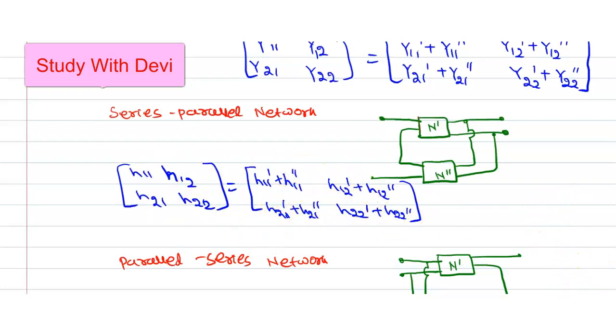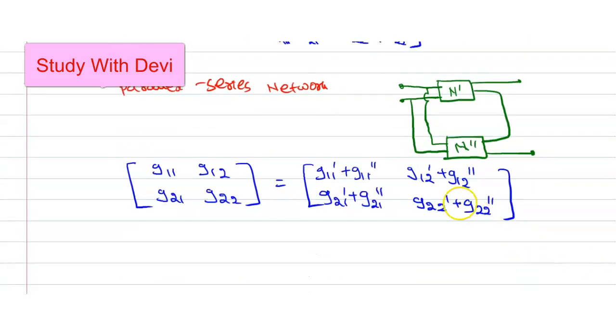Now see the parallel series network. Here parallel series means the input side is parallel connection and the output side is series connection. G11, G12, G21, G22: so G11 dash plus G11 double dash, and all parameters are found in a similar way.